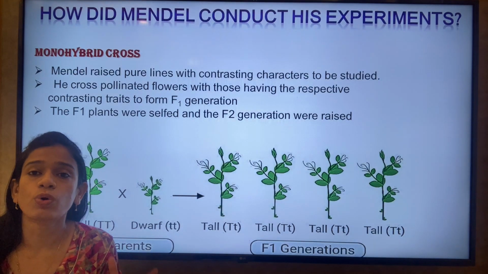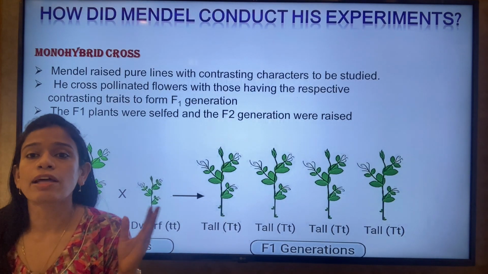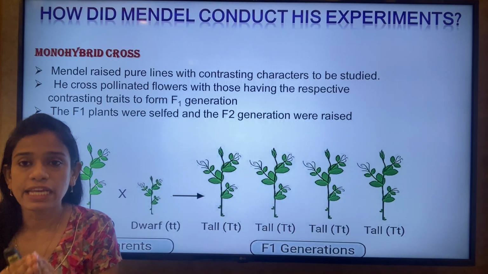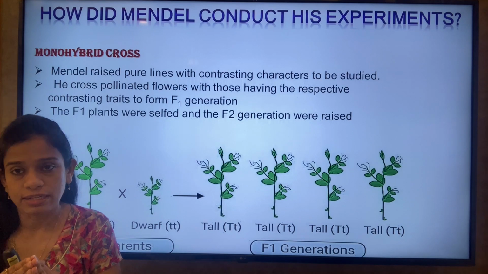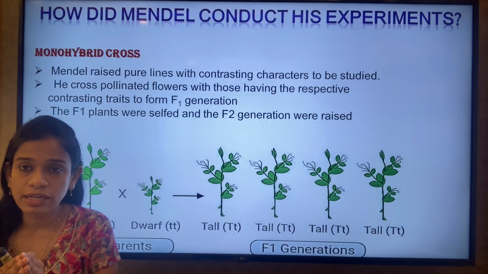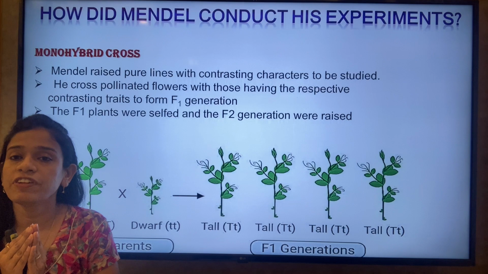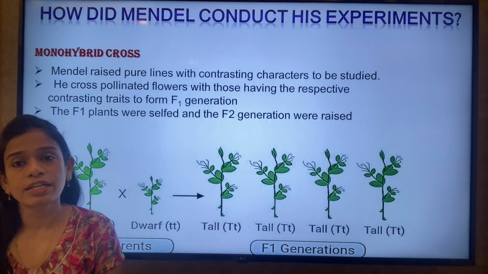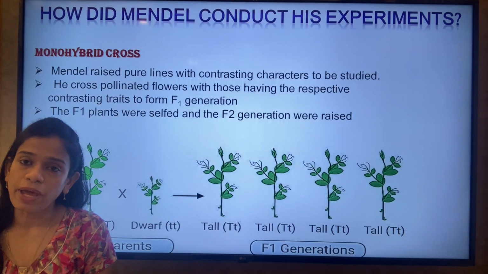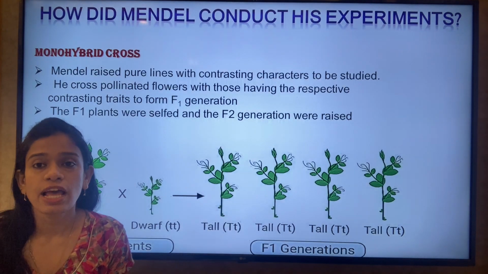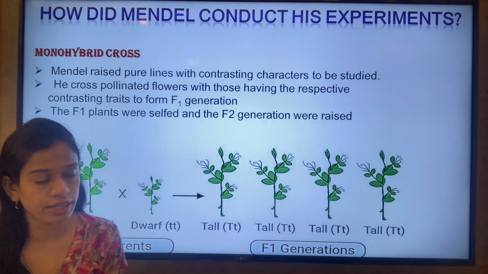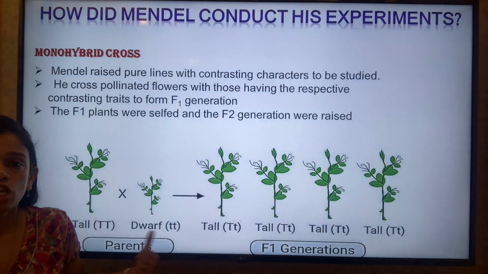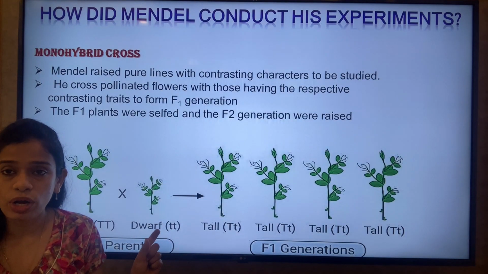Now, pure lines. The word pure line means the ones in which the genetic constitution is in homozygous condition. If it is capital T, both are capital T. If it is small t, both are small t. So a pure line means a condition in which the allelic pair or the contrasting characters are both in a homozygous condition. See here, capital T and small t. So both are in a pure line form.